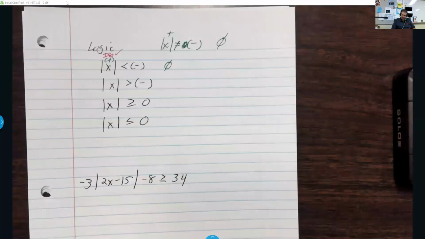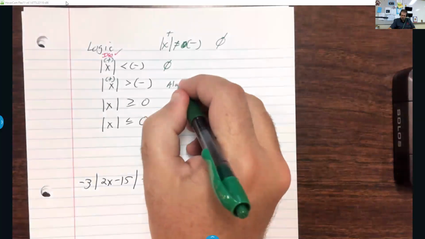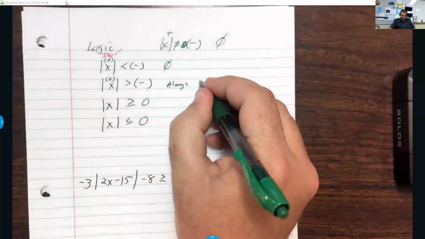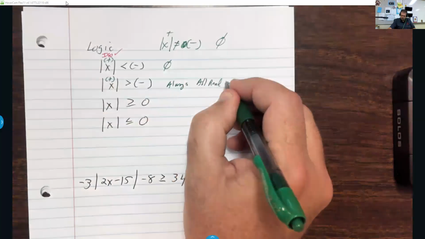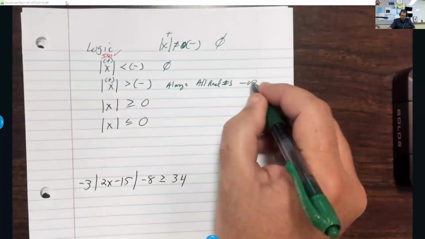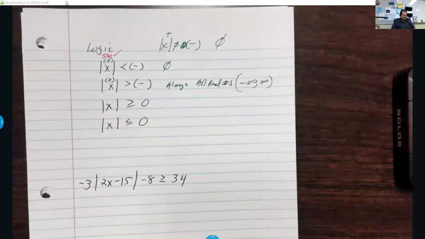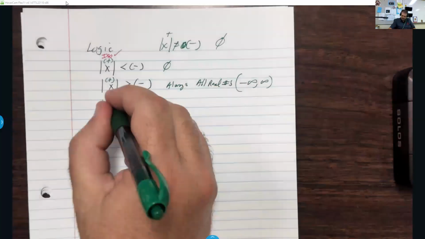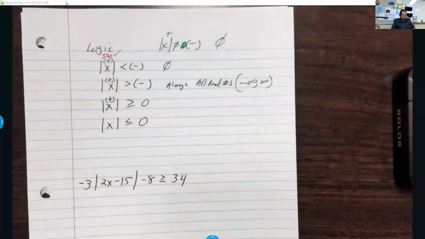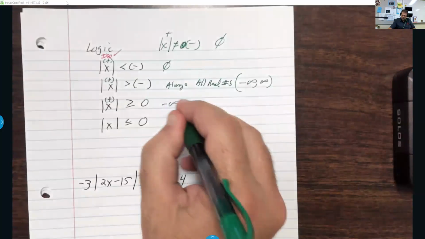How about an absolute value being greater than a negative? Well, this is positive. Is a positive ever greater than a negative? Yeah, always. So this would be all real numbers, or interval notation wise, negative infinity to infinity. How about a positive? That's what this is, right? Greater than or equal to 0. Is a positive always bigger than 0? Yeah. Can it ever equal 0? Yeah. Positive 0 is 0. So this one's all real numbers.